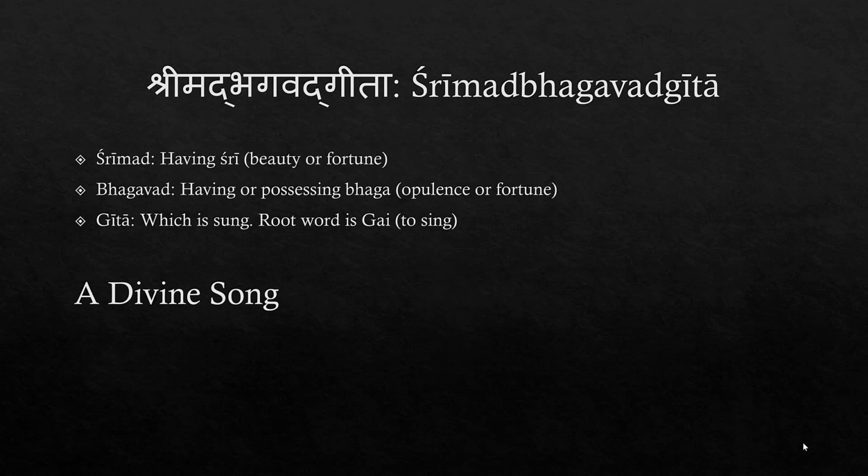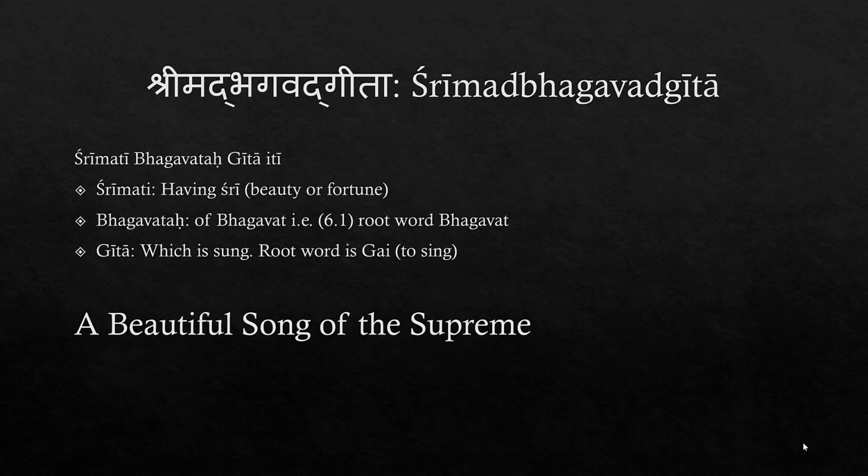Then the third one is Gita. Gita means which is sung, where the root word is Gai. Gai means to sing, and Gita means which is sung. So the translation becomes a beautiful divine song or a divine song. Another way we can translate this same word is if we consider it as a samasa. So it becomes Srimati Bhagavata Gita iti. So here Srimati means having Shri, or Srimad or Srimati are practically the same except they are for different genders. Now since Gita is feminine, that's why we are using Srimati here.